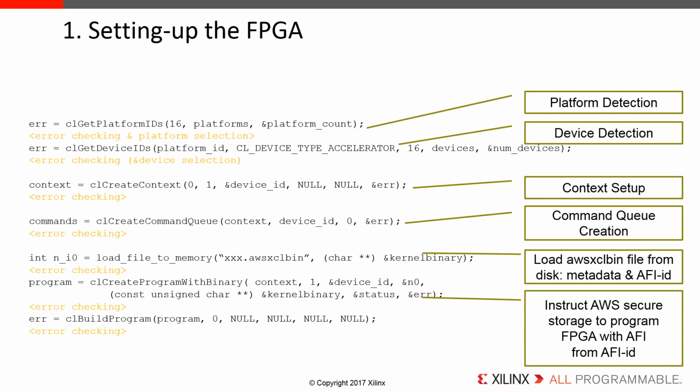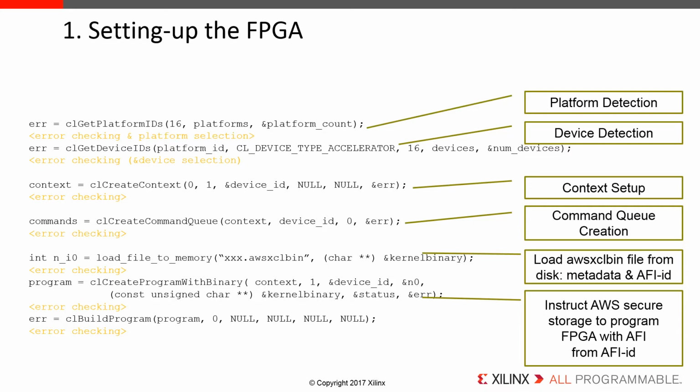Note, it's good coding practice to use error checking after each API call. For debug and productivity reasons, this is something to be encouraged. Once you know what platforms are available, you can then select a device and set up a context and command queue with which to control the execution.